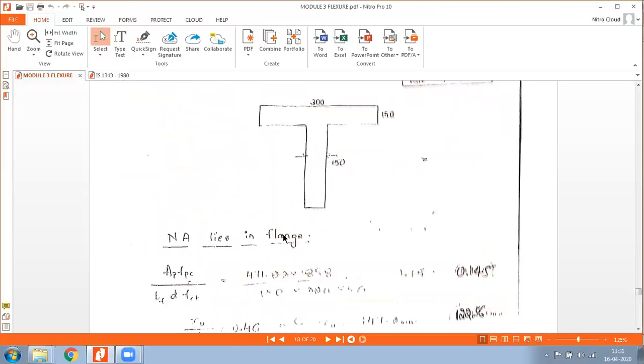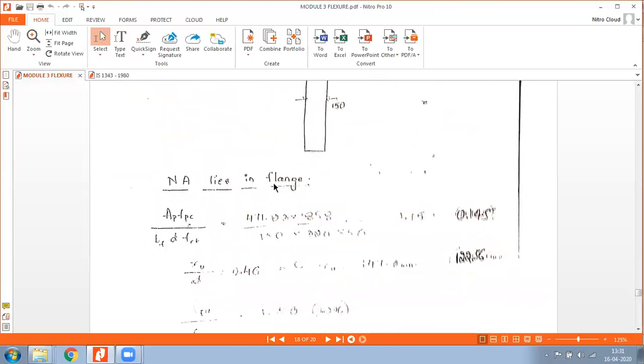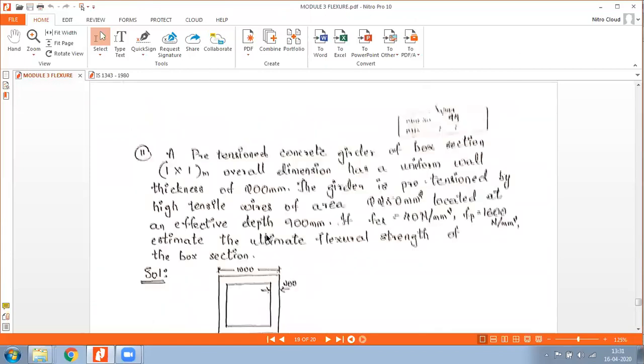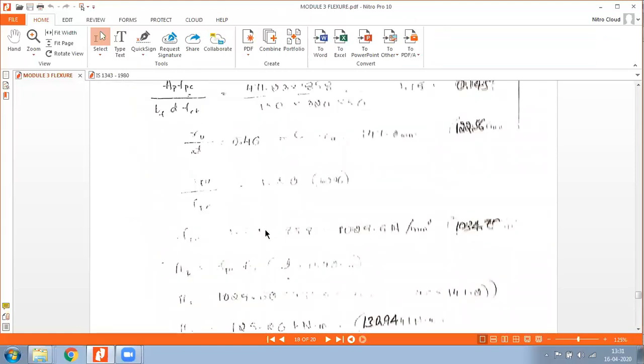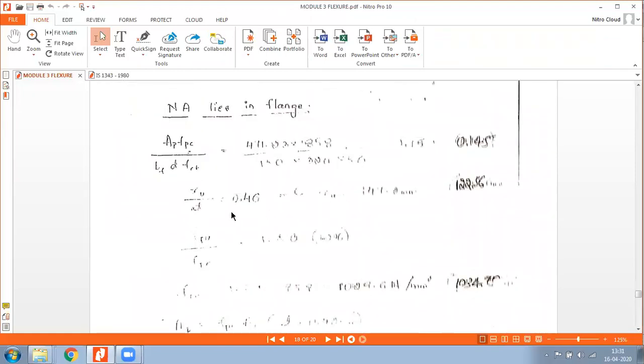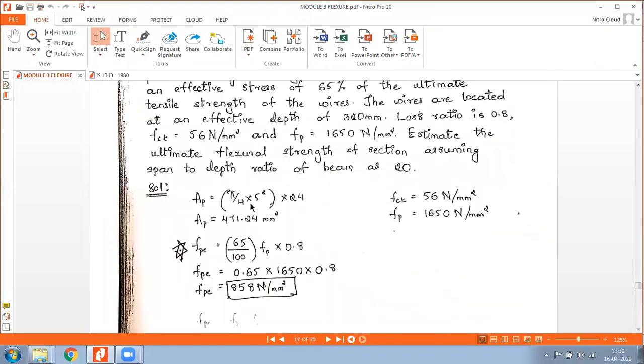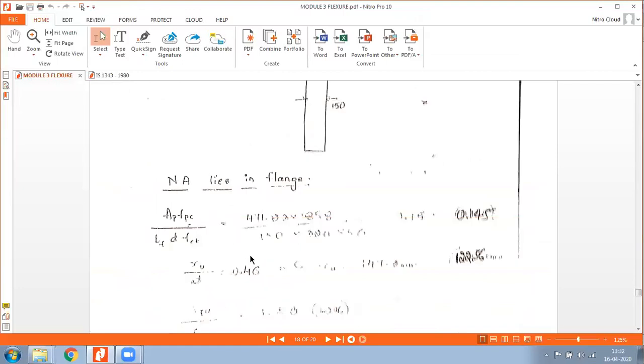The remaining procedure will remain the same. First, we need to assume that neutral axis lies in the flange. We need to calculate the effective reinforcement ratio and Xu by d. If this Xu is exceeding the depth of the flange, we need to assume that the neutral axis lies inside the web. But in this problem, the assumption will be right. Just we need to go through with this problem. Only change is we need to consider the Fpe, that is effective pre-stress in the tendon, based on the given data. This problem is also very easy. You can easily solve this problem.